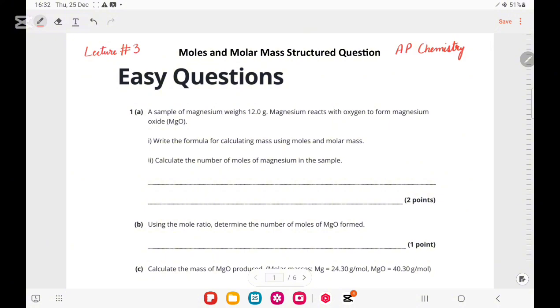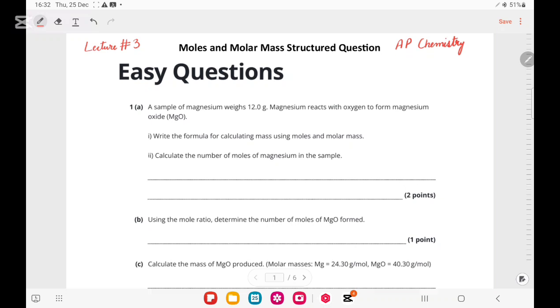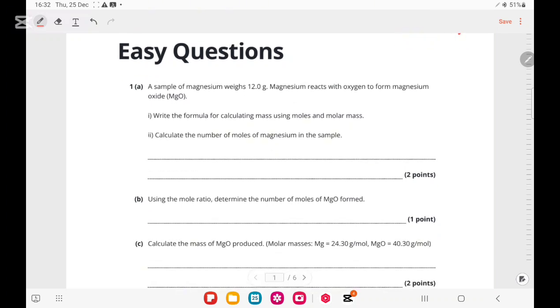So this is lecture number 3 AP Chemistry, and we are going to attempt structured questions on moles and molar mass. So first of all, the question is a sample of magnesium weighs 12 grams. Magnesium reacts with oxygen to form magnesium oxide. So first of all, we have to write its equation.